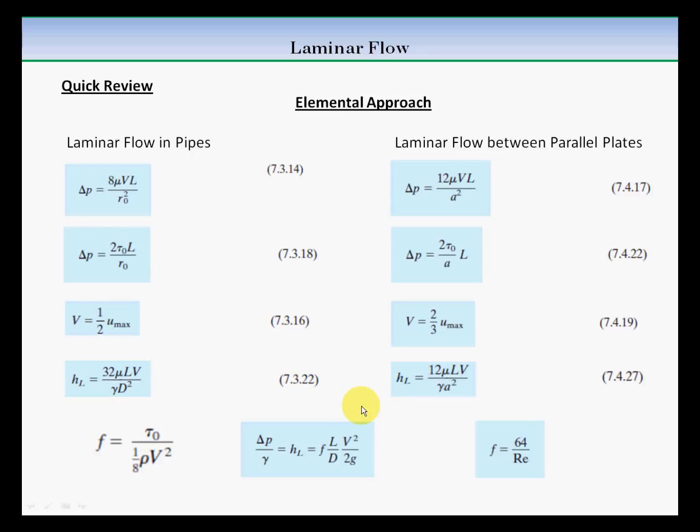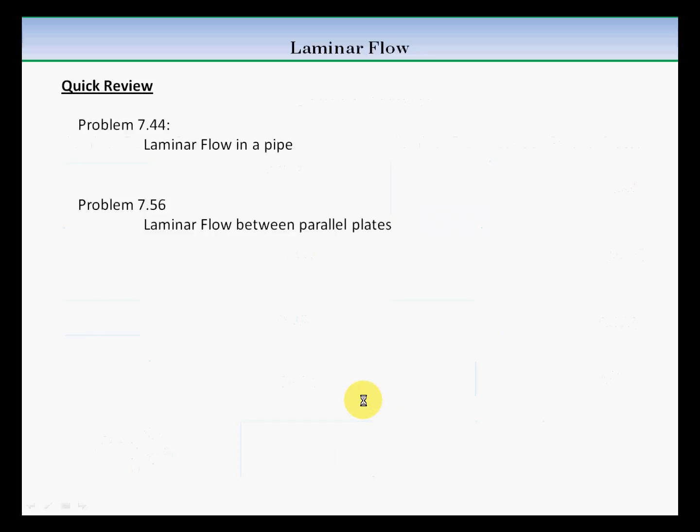With that said, now Adam will take you through two problems. Problem 7.44 in your book, which is laminar flow in a pipe, and problem 7.56, which is laminar flow between parallel plates. And after this, we'll talk about the turbulent flow.